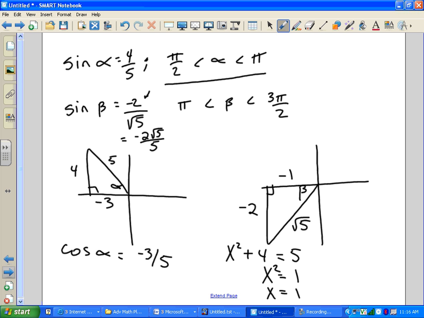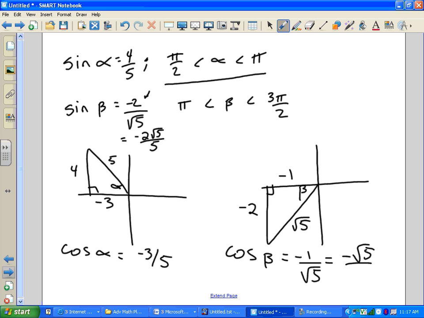Now can you guys tell me what the cosine of beta is? All right, let's see. Cosine is what? Adjacent over hypotenuse, so it would be -1 over square root of 5, which would be negative square root of 5 over 5. And there again, I'm always going to use whichever one is sort of convenient. But if I enter it in as a final answer, it has to be rationalized. Okay, just keep that in mind.